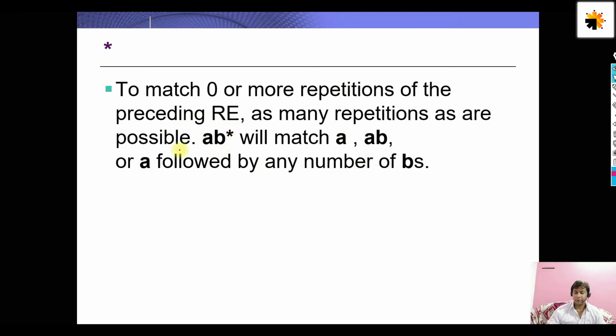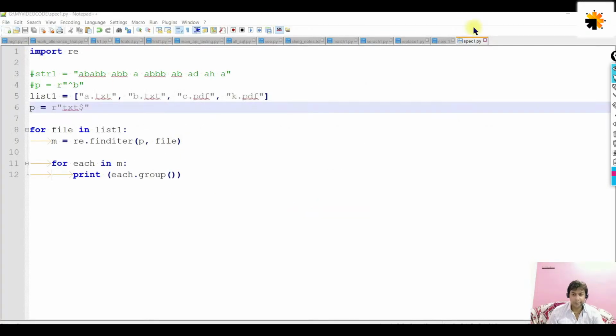Zero or more means, consider if you use A, B star here. It means that B can repeat, A is fixed, B can repeat from 0 to many times, greater than or equal to 0. I'm using infinity here, because I don't know how many, so zero is included. I'm using the previous code.